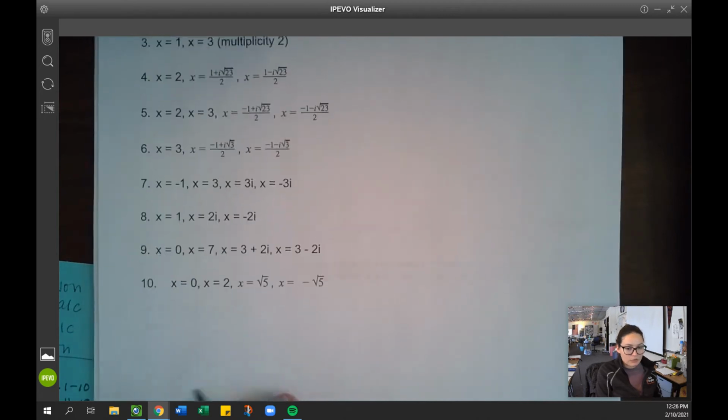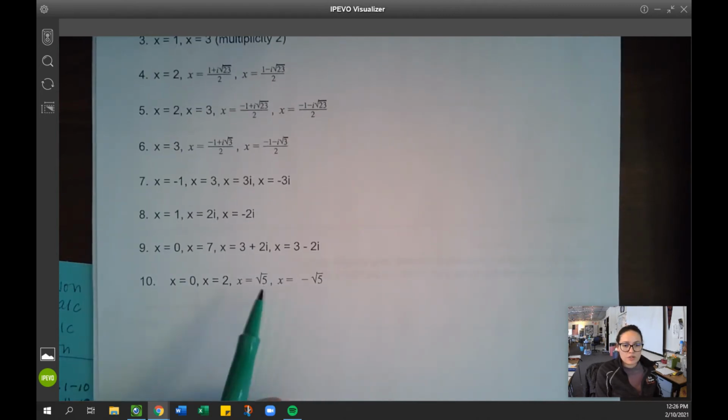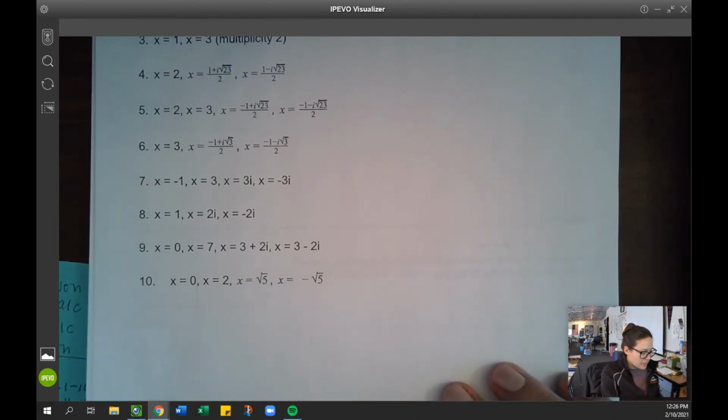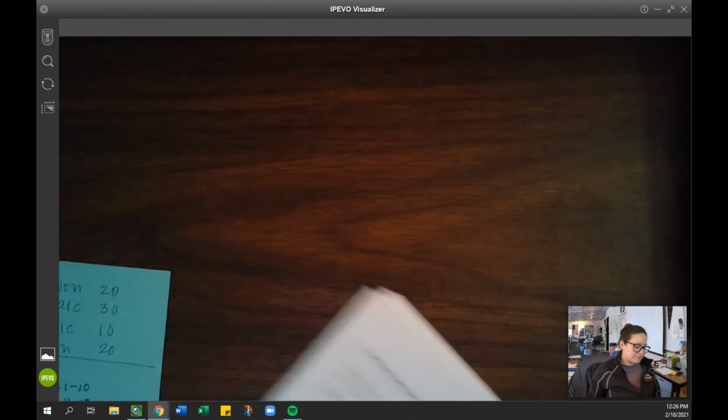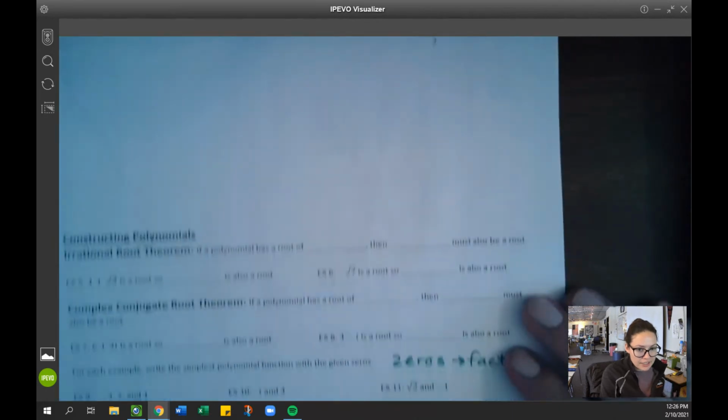Same thing with irrational roots. So square root of 5 is not imaginary, it's a real number, but it's irrational. Irrational roots also come in that plus or minus pair. So that's what we need to understand here with this.